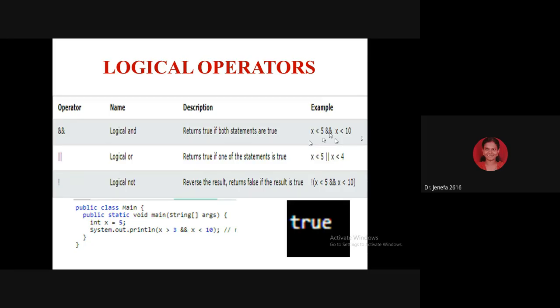Taking the next logical operator, here also I'm assigning two different conditions before and after the operator, but the difference is that if any one of the conditions is true, it will return true. So if the first condition I have specified is true, it will return true. The third one is logical NOT, which is used to reverse the value. If the decision is true, it will return false. If the decision is false, it will return true.